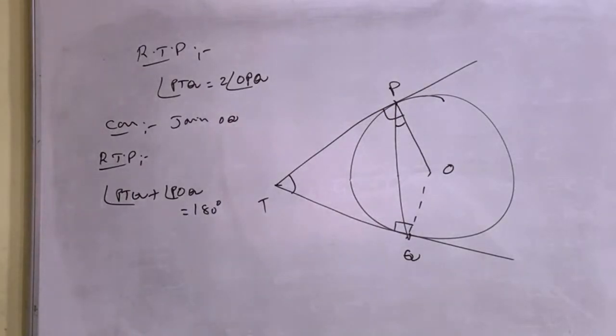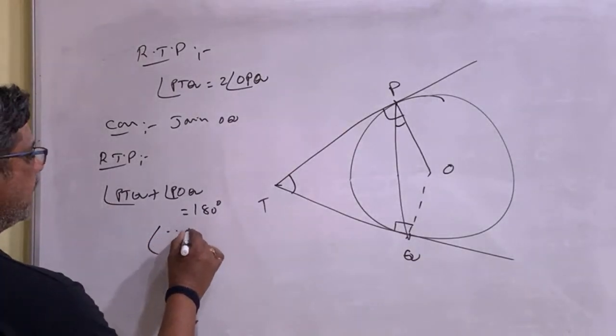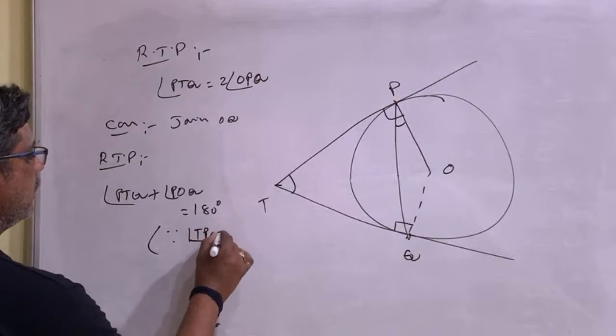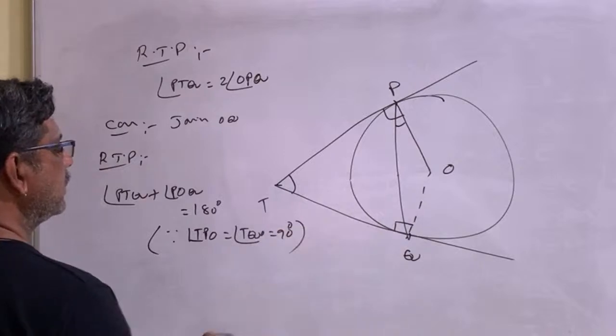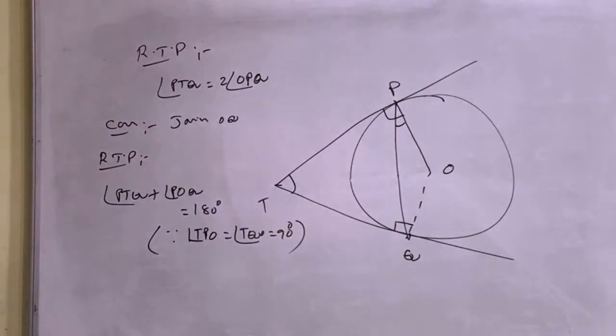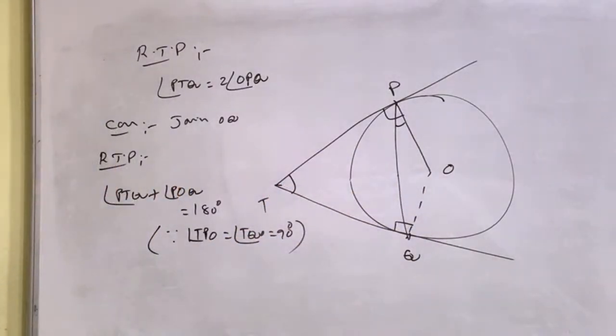The cyclic quadrilateral reason that was given is wrong. The reason is, since angle TPO equals angle TQO equals 90 degrees, angle TPO plus angle TQO is equal to 180. That's why the sum of the remaining two angles is 180.